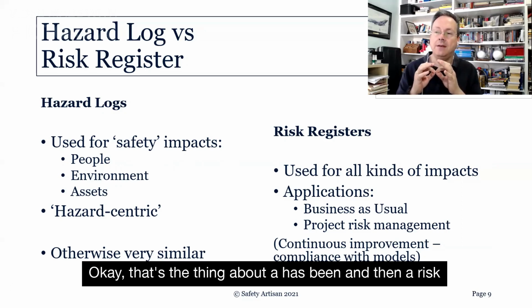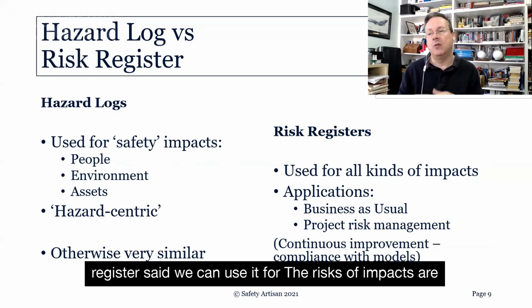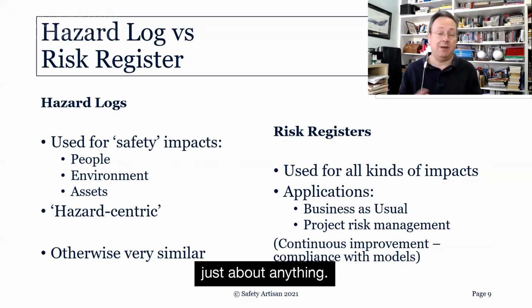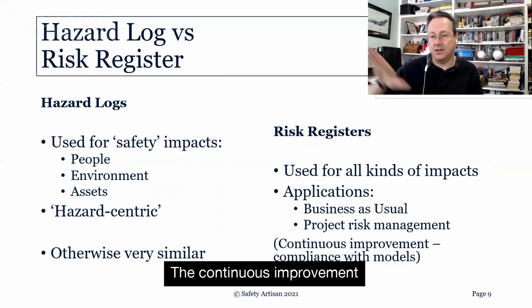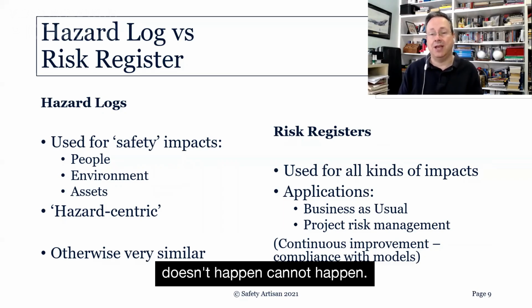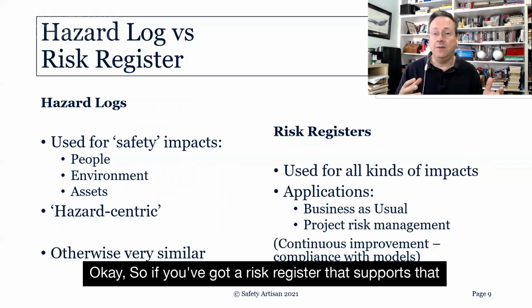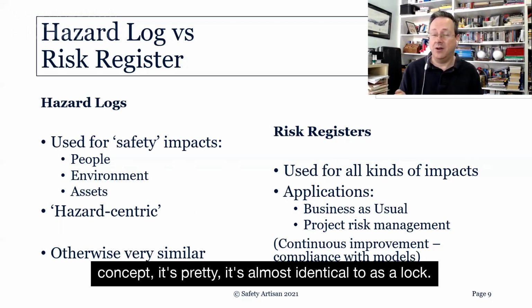And then a risk register, as I said, we can use it for the risks of impacts to just about anything. So like the classic CMMI, the capability maturity model, the continuous improvement doesn't happen, cannot happen. Okay, so if you've got a risk register that supports that concept, it's almost identical to a hazard log.